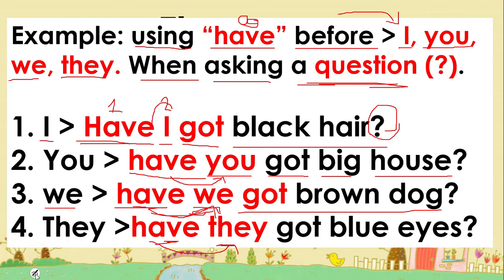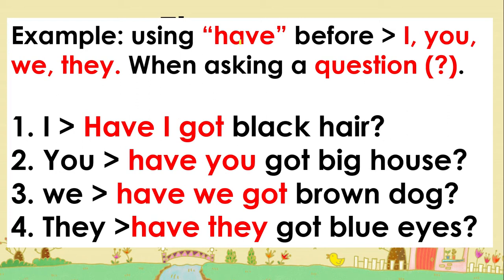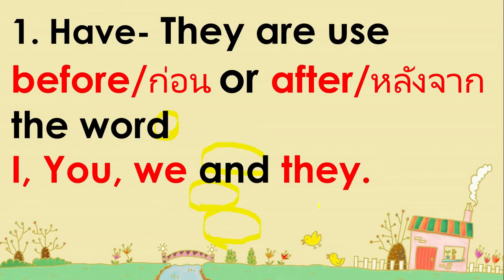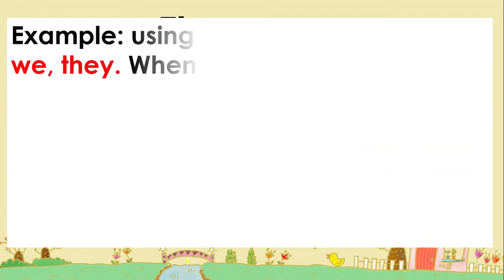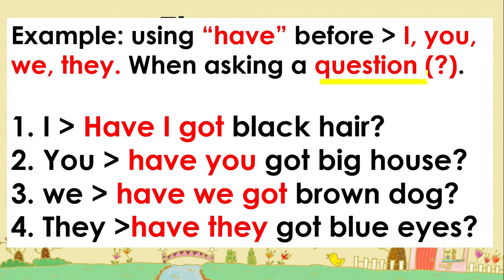Okay, remember this one. Have will always be used before or after I, you, we, they. Have we, and have they, or the other way around. I, you, we, they. Okay, I have, you have, we have, they have, if you are making a sentence. Next one. If you are making a question, the first one should be the word have. Have I, have you, have we, have they, okay?